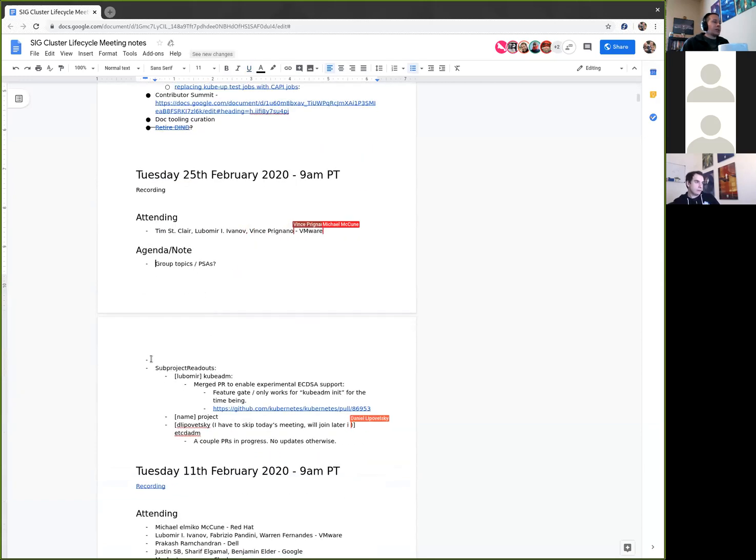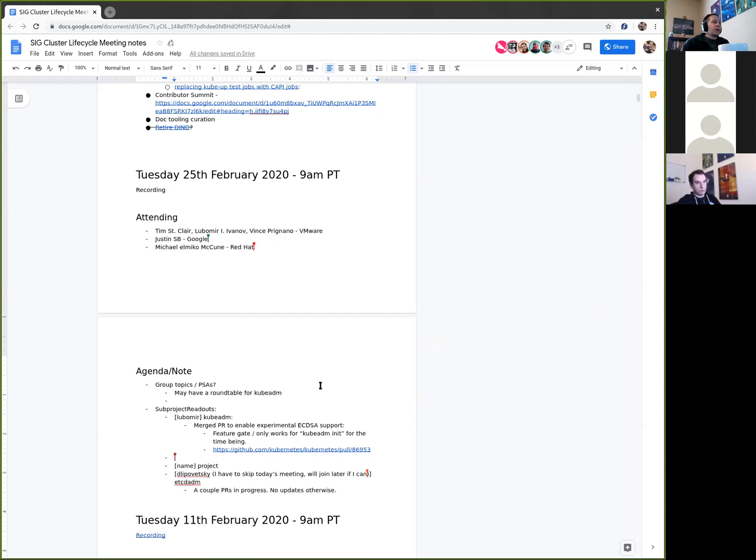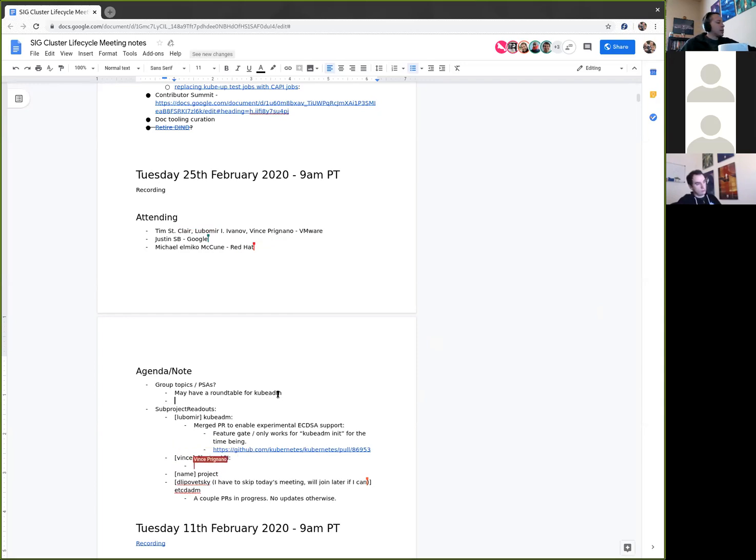There's a small list of group topics or PSAs. Are there any PSAs that folks wanted to discuss? I don't know if anyone has sent an email with regards to having an informal meeting at KubeCon for the subprojects. We discussed that we may have a roundtable discussion for Kubeadm, nothing in particular for a SIG cluster lifecycle wide meeting. So should we just federate out to the subprojects and say, try to schedule something informal?